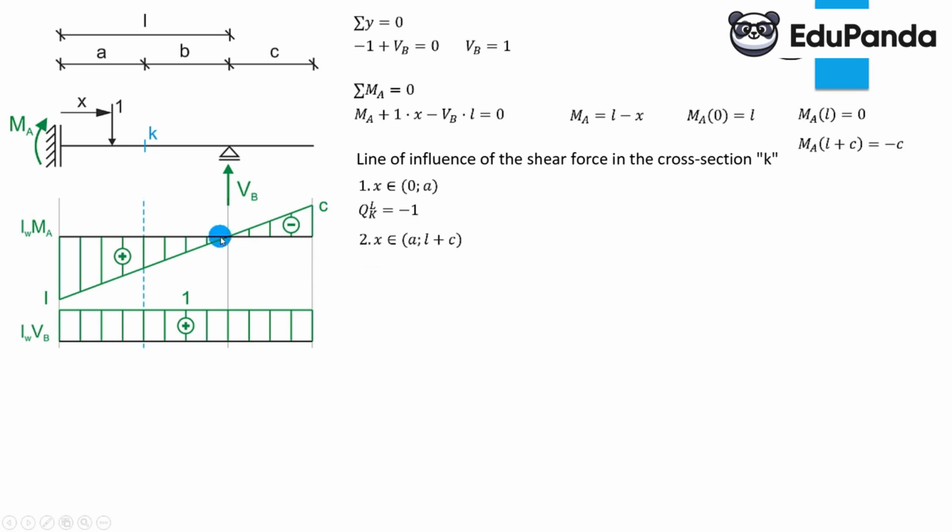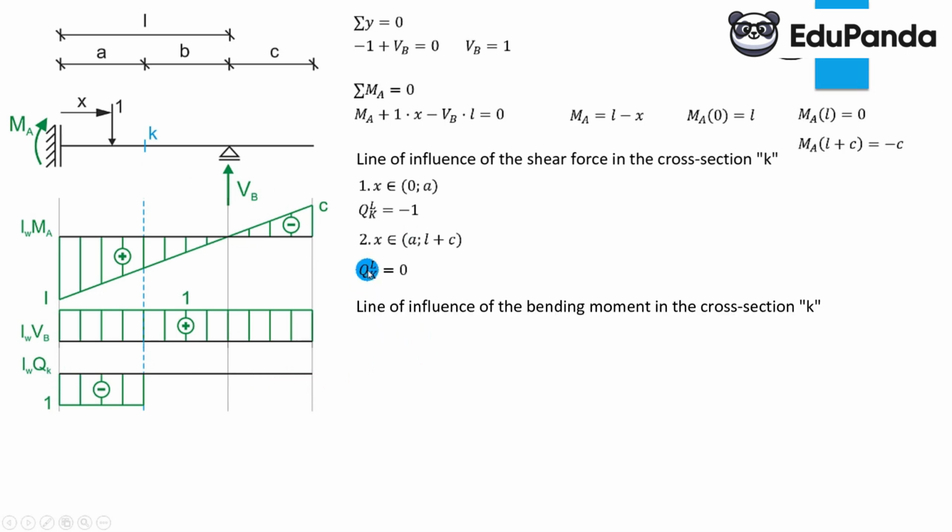And now if the force is after the section, ranging from coordinate A to coordinate L plus C, I look here as well from the left side. There is no force anymore, no other vertical or shear forces. So the force in this section is equal to 0. So if the force is before the section, we have -1, and if it is after the section, we have 0.